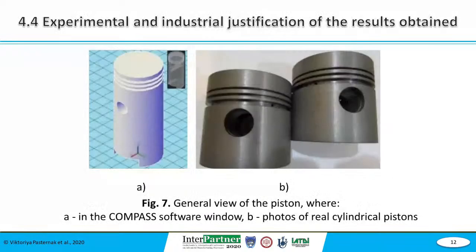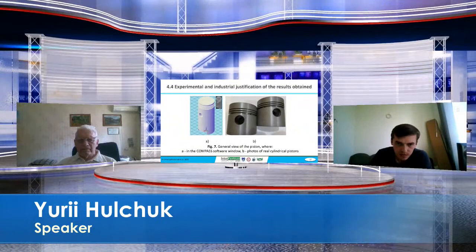Please, slide 12. Experimental and industrial justification of the result obtained. Figure 7 is a general view of the piston, where A is the COMPASS software window and B is photos of real cylindrical pistons. Slide 13.